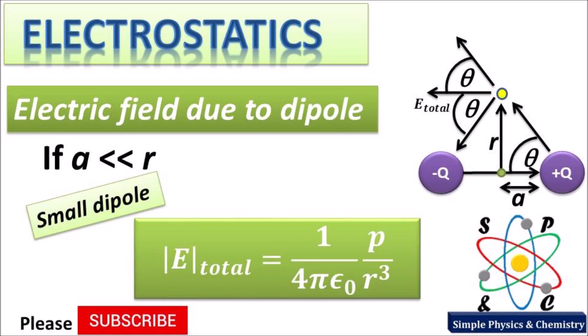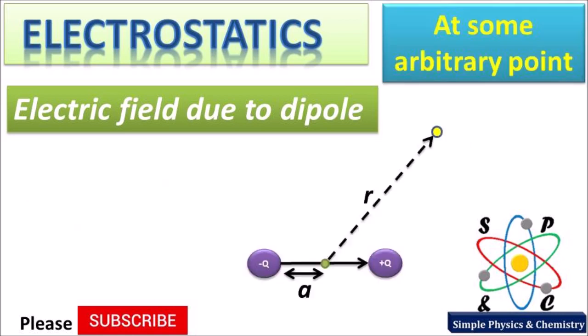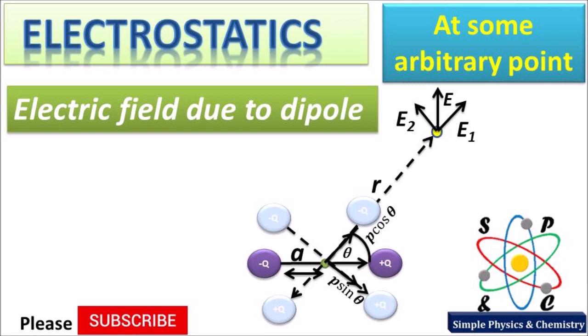Until now we have been dealing with some special cases, that is, the field at some axial point and the field at some diagonal point. So now we will take care of an arbitrary point, at a distance r from the middle of the dipole. We will try to find the expression for the electric field for this dipole at some arbitrary point. To do that, first we will consider the dipole moment, which is p.